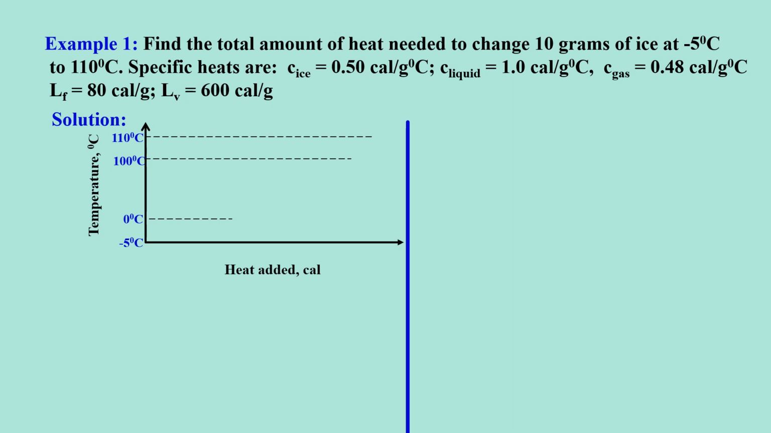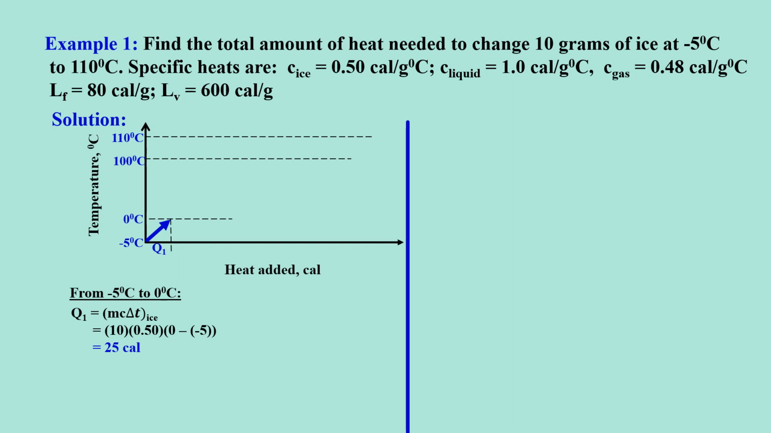First, we identify the initial temperature, minus 5 degrees Celsius, the melting point at 0 degrees Celsius, the boiling point at 100 degrees Celsius, and our end temperature is 110 degrees Celsius. So first, from negative 5 to 0 degrees Celsius, the amount of heat needed is given by the formula Q sub 1 equals mc delta T of ice.